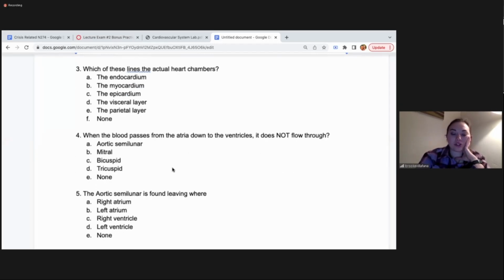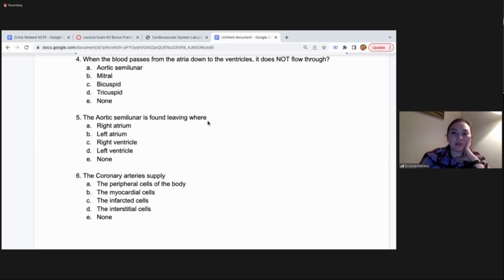All right, let's check out the next question. The aortic semilunar is found leaving where? Good. D, right? So we know that when we have that blood flow through the heart, that aortic semilunar is on the left side. I have already said this, I think, but on your test, I recommend making a quick drawing of your heart so you don't lose track of your right and your left, because that can be really easy to do. But the left ventricle would be pumping out to the body through the aorta. So you're right. The aortic semilunar valve would be found leaving the left ventricle.